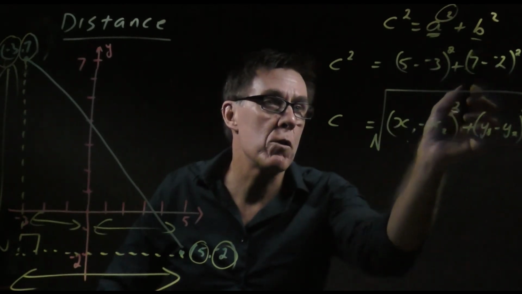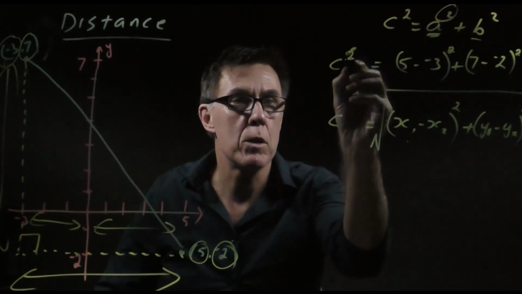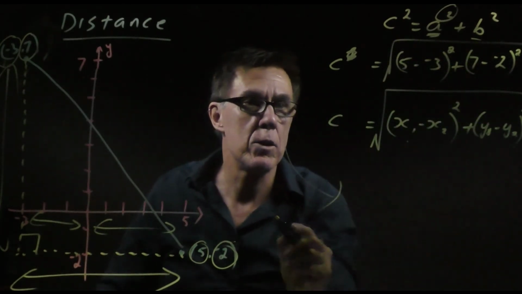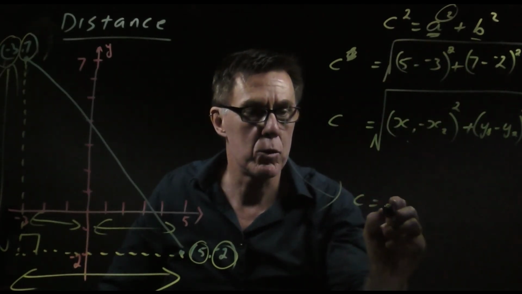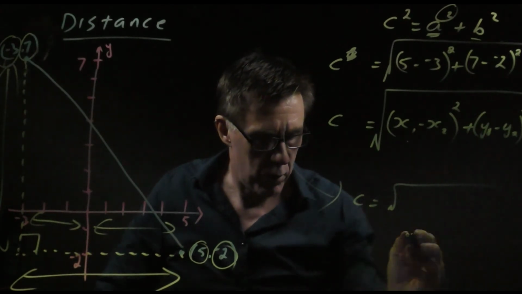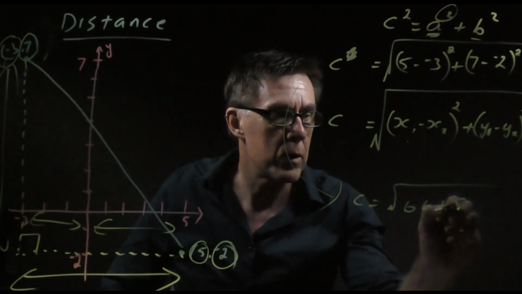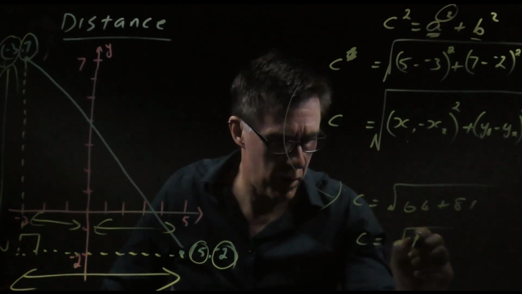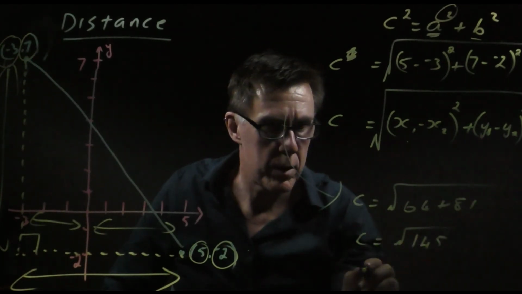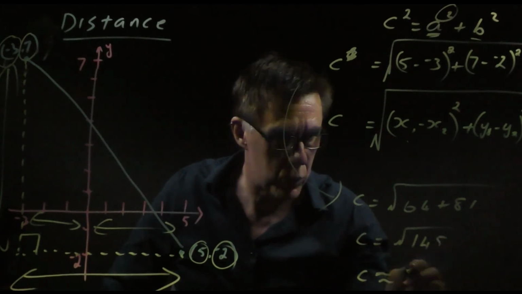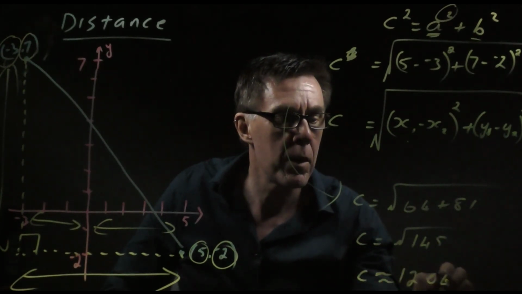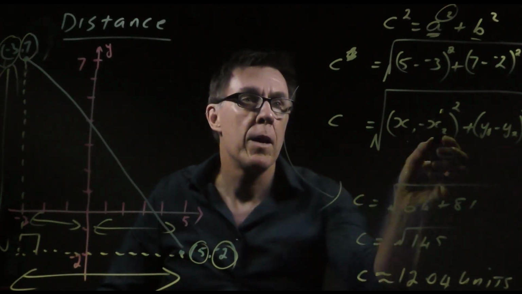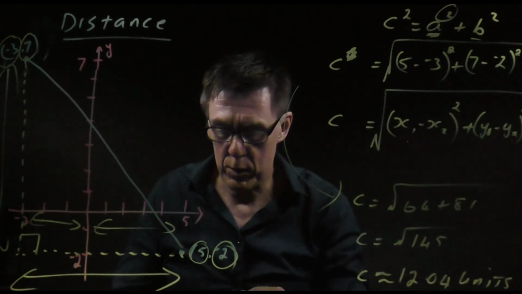If we keep finishing this off from up here, in other words, I don't want the length of the hypotenuse squared. So if I continue that on, c is going to be equal to the square root of 64 plus 81. C is going to be equal to the square root of 145. So C is going to be approximately equal to 12.04 units. And that's your distance formula. This is what you need to memorize here.